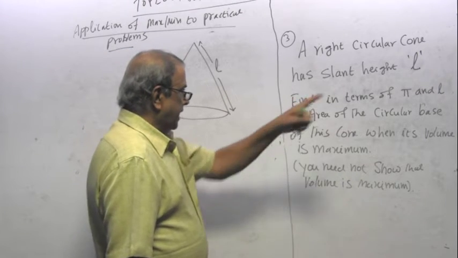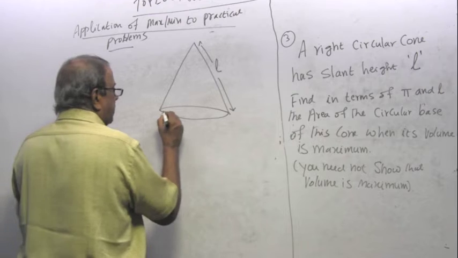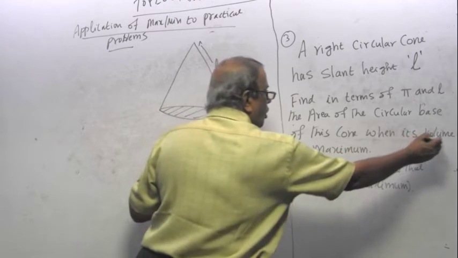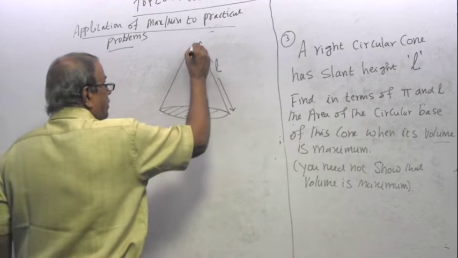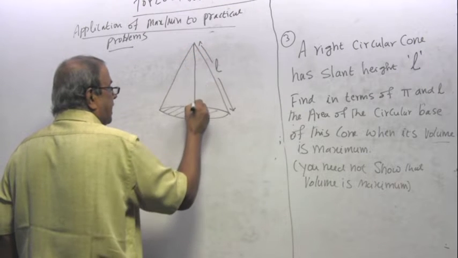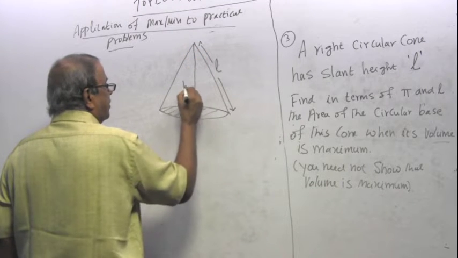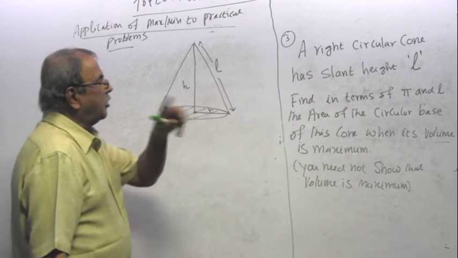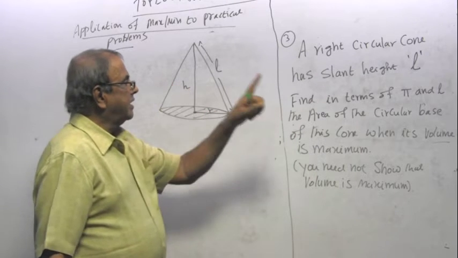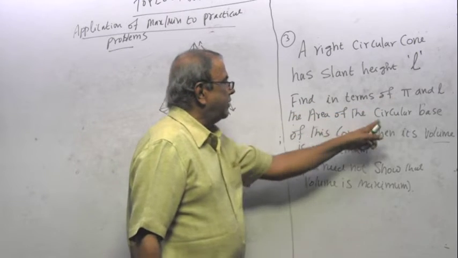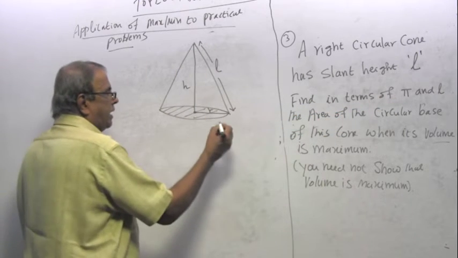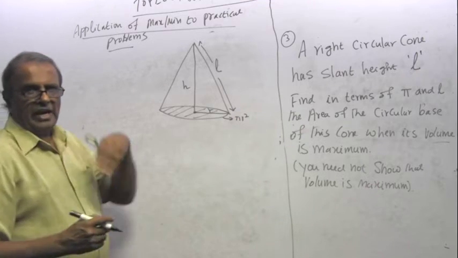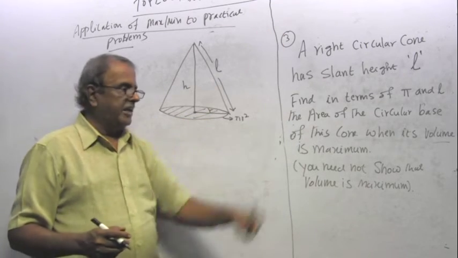Find in terms of pi and L the area of the circular base. So I want the area of this base when the volume is maximum. The variables there are the height h and the radius r. If I want the area of the base, that area will be pi r squared. So that means I need the r, I don't really need the h.